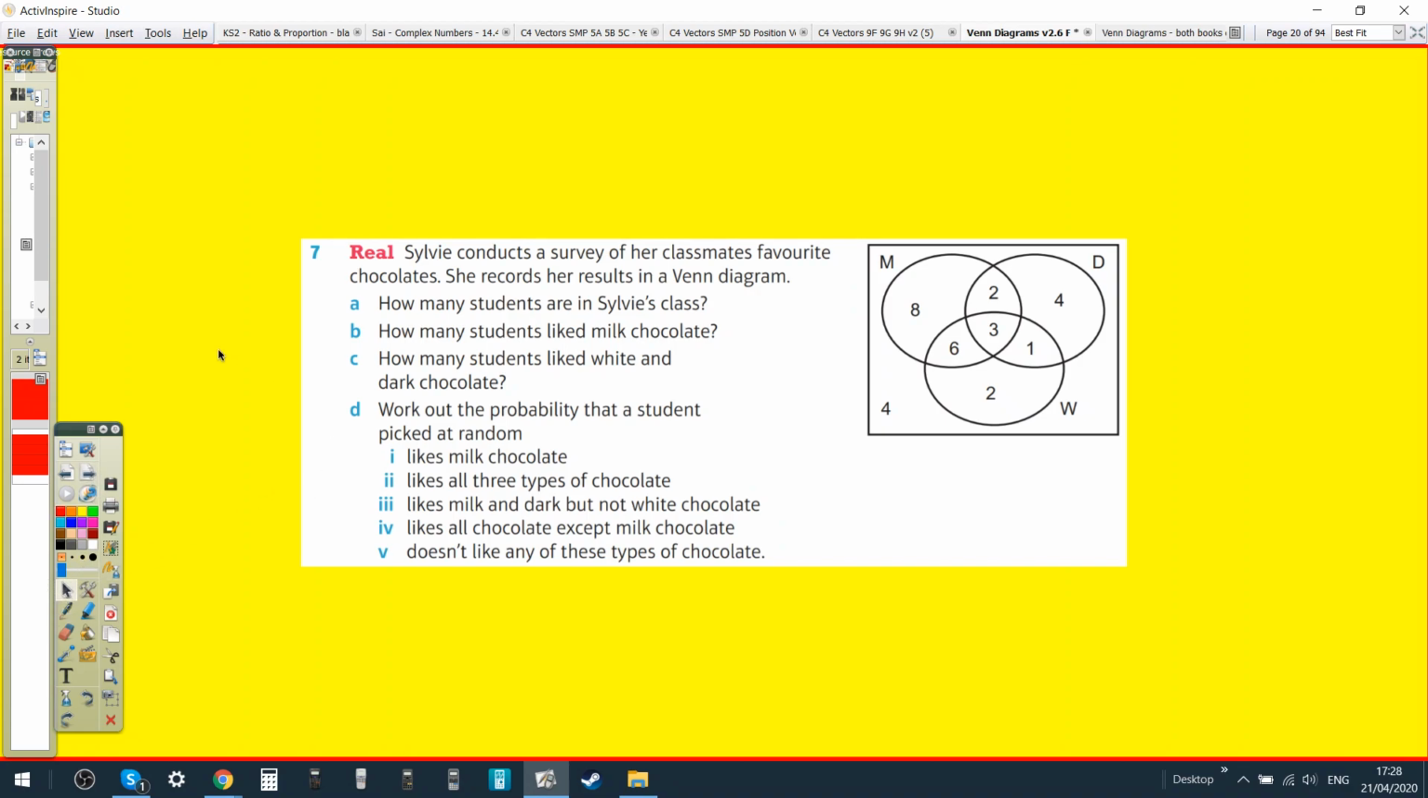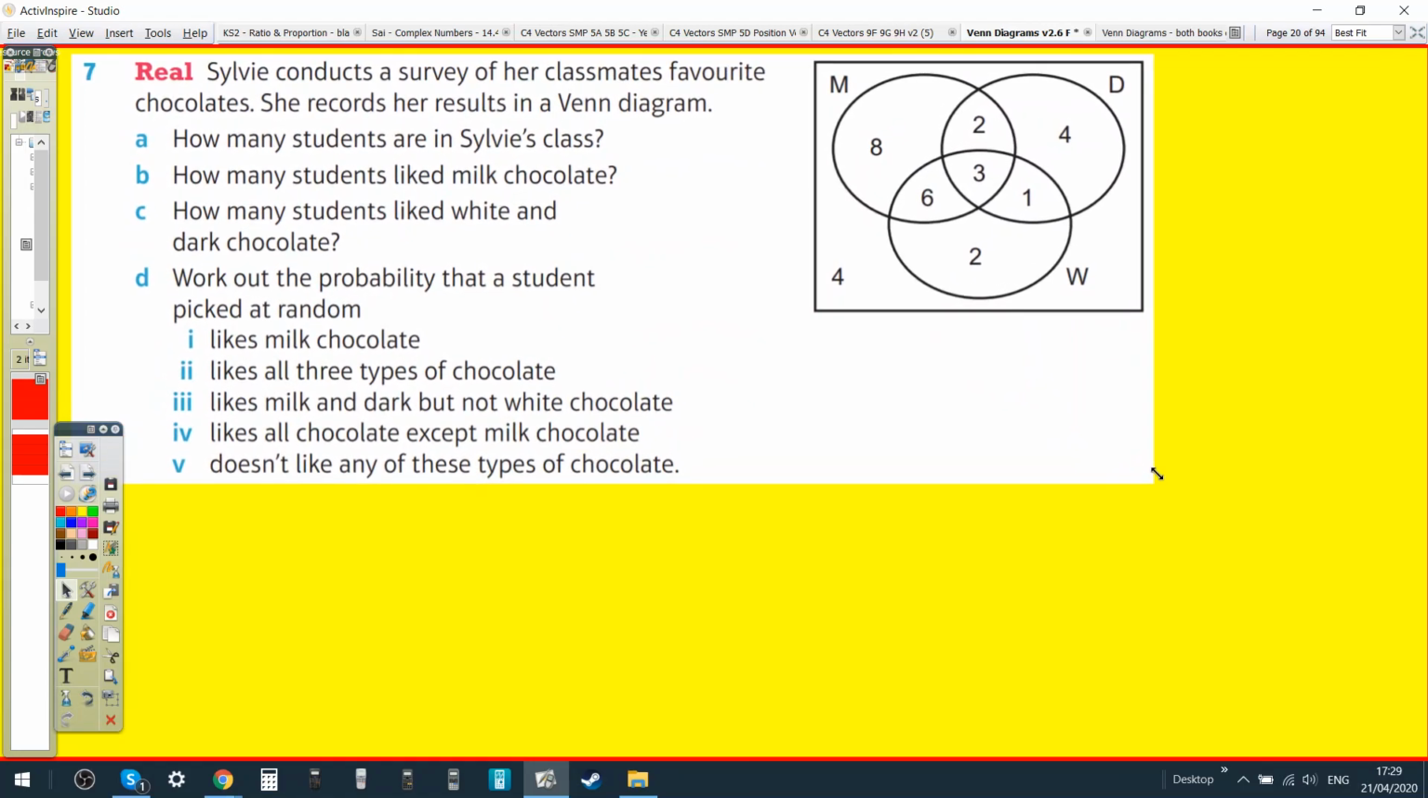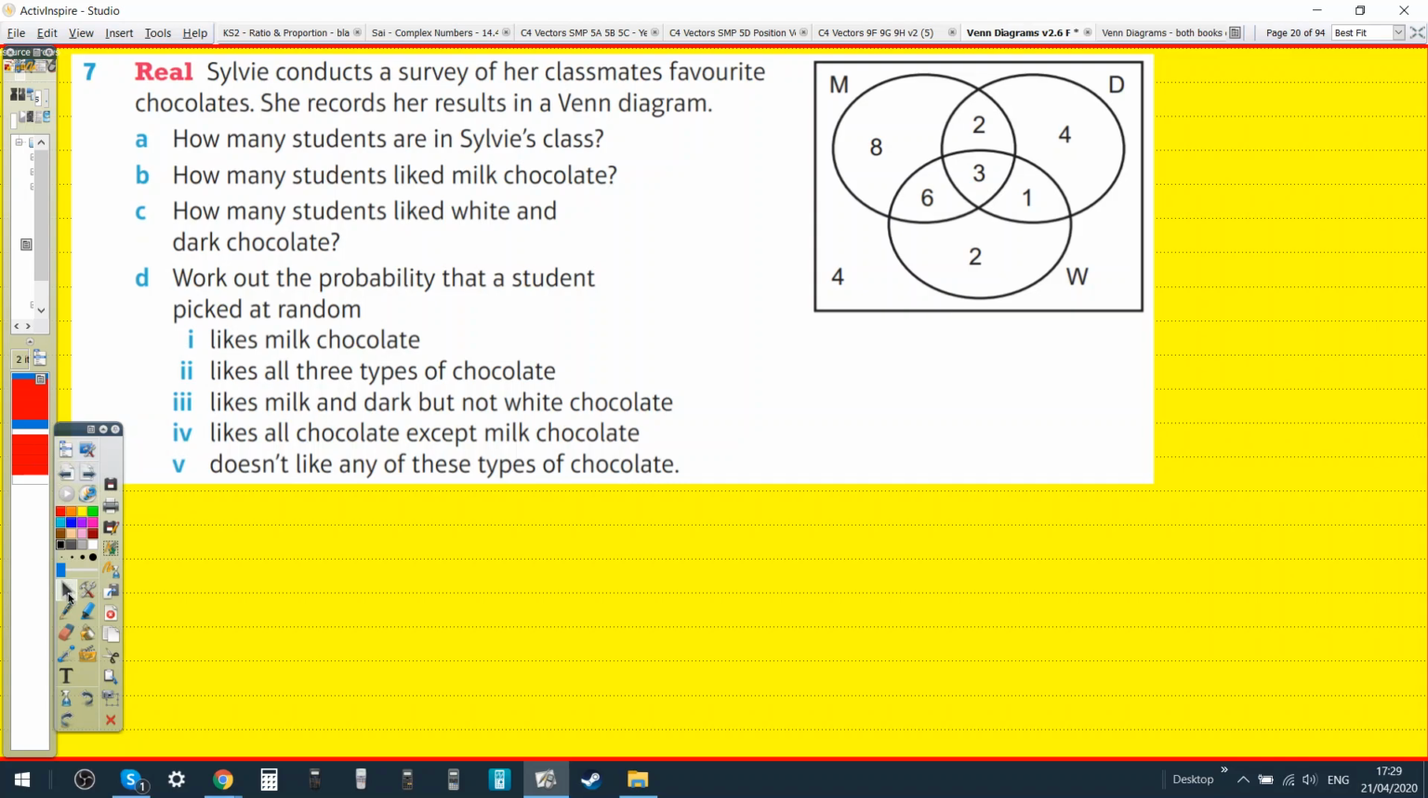Okay. So now we're going to use a 3 diagram one. So this is chocolates, milk, dark and white chocolate. Okay, how do we do this one? Okay, B.